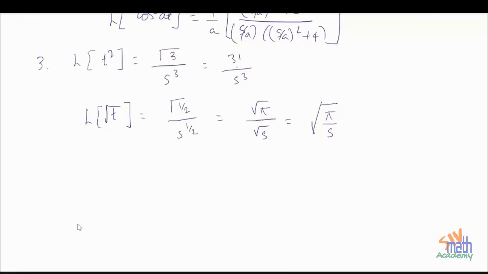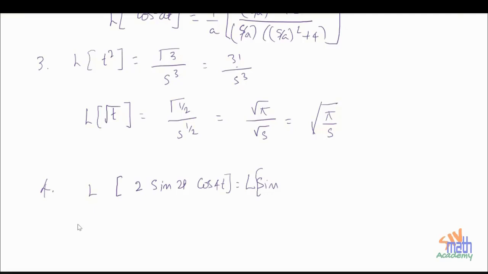Then the fourth example, L of 2 times sine 2t and cos 4t. You have to apply trigonometric properties. This you can write as 2 sine a cos b, formula: sine a plus b by 2 plus sine a minus b by 2.